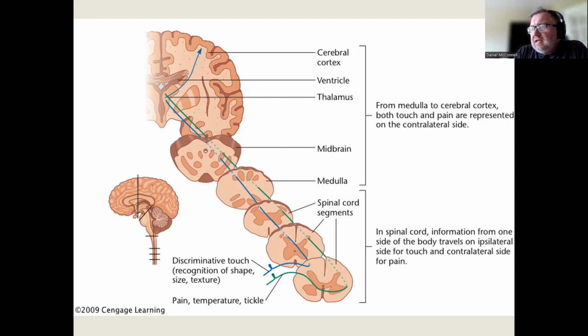one curious thing is that it crosses over to the opposite side of the spine. So if it's coming from the left side of the body, the regular discriminative touch stays on the left side of the spine, but when it comes to pain, it will cross over to the opposite side, right? So we call that ipsilateral for touch and contralateral for pain, right? So ipsilateral means same side, contralateral means opposite side.